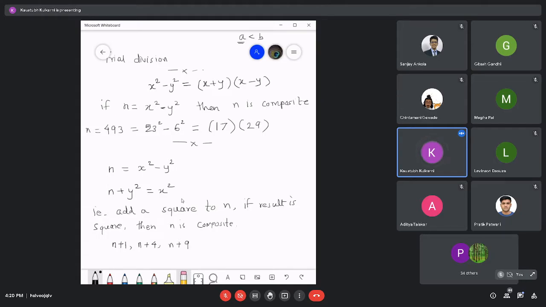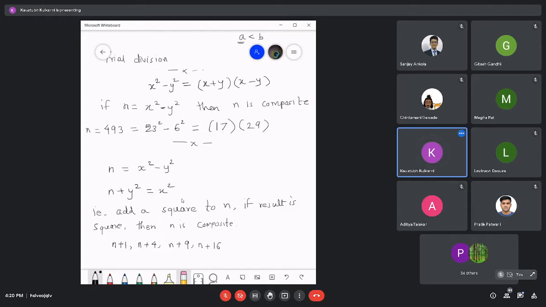N plus 9. Now for this method or this trick, you should know the squares up to 30 at least. So that will be useful. So n plus 9, 502 is not a square.